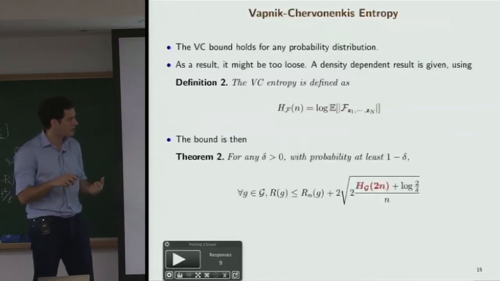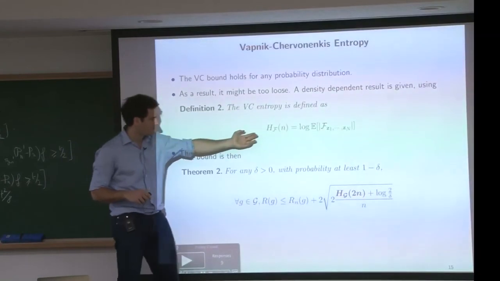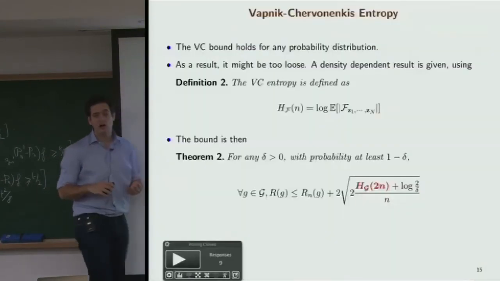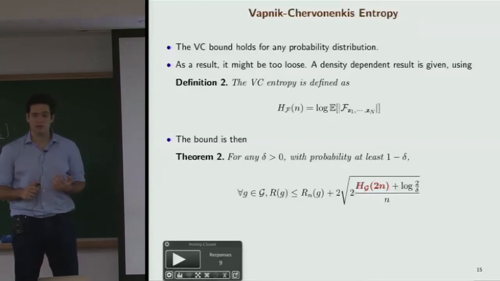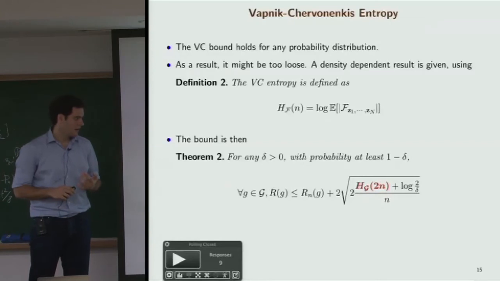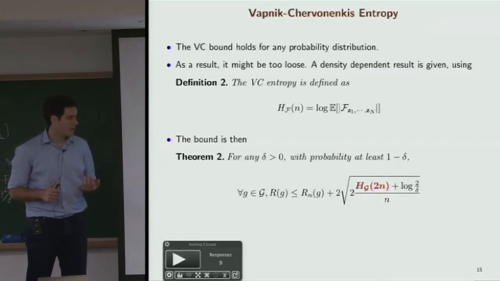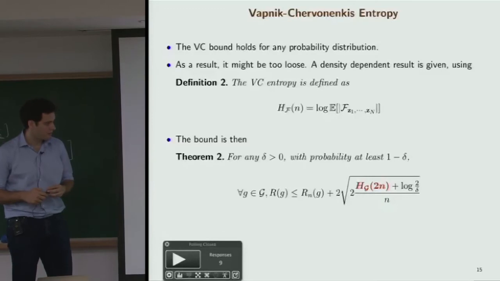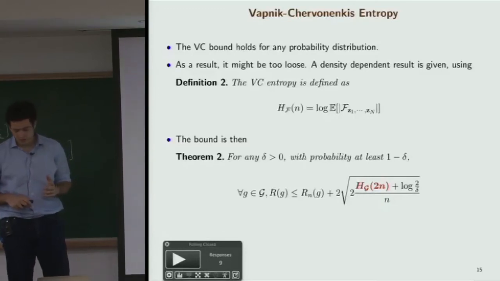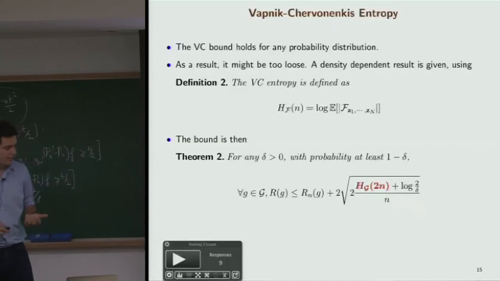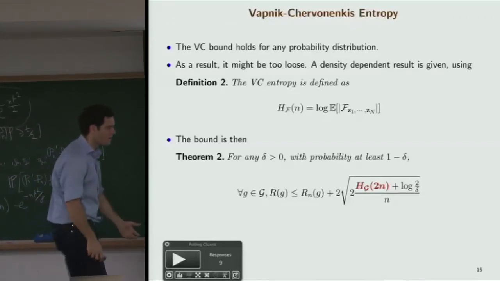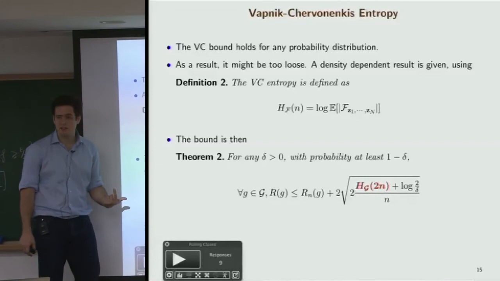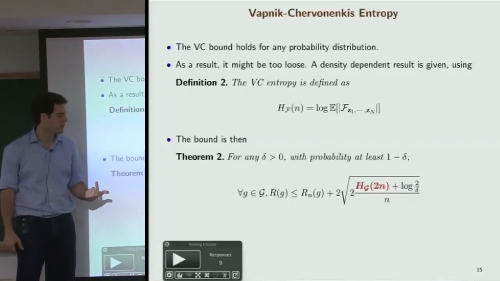They propose this quantity. So HF of n is the log of the expectation of the size of those sets. And in that case, what they propose is another bound, which is for any positive delta, with probability at least 1 minus delta, the risk of G is going to be smaller than the empirical risk of G plus this bound here. So I think you can see why this approach is more important than the previous one.